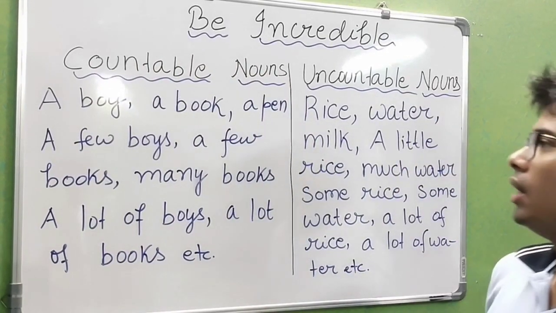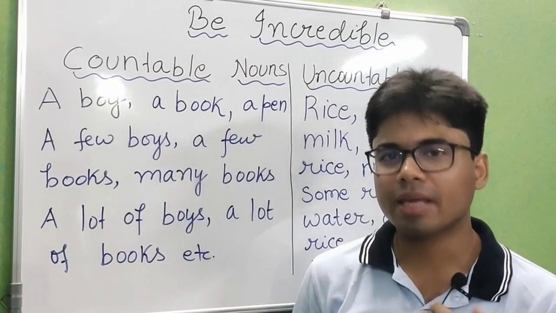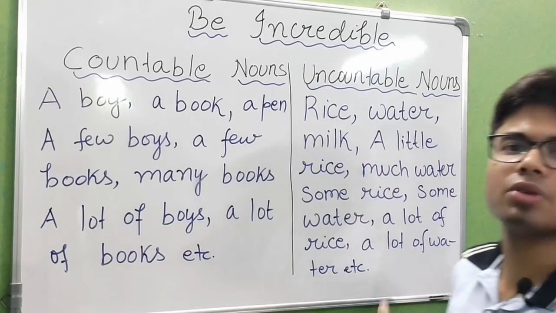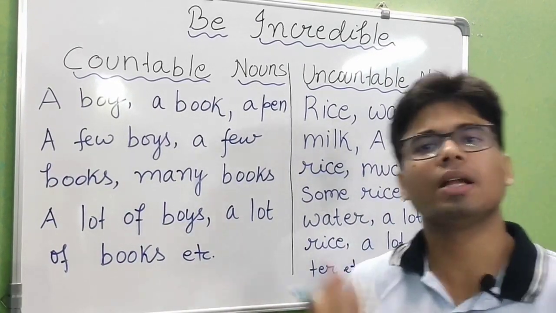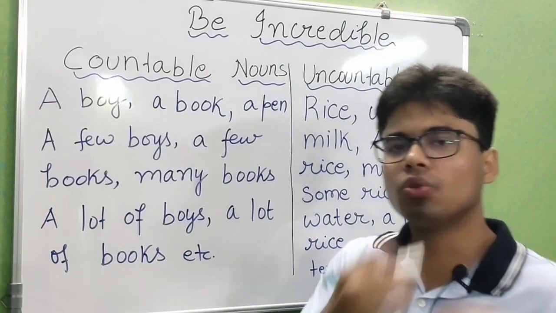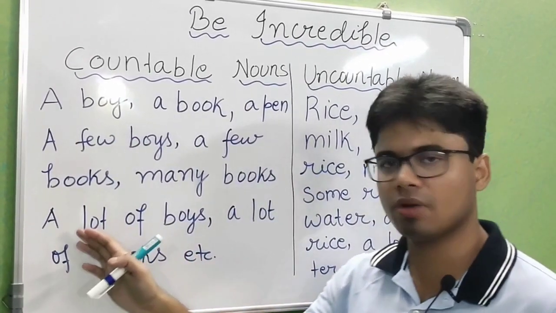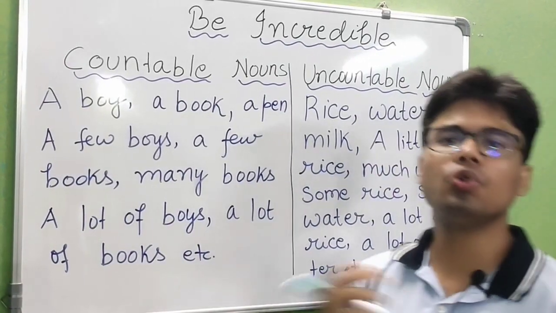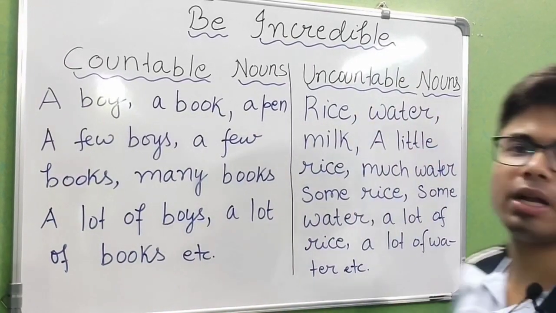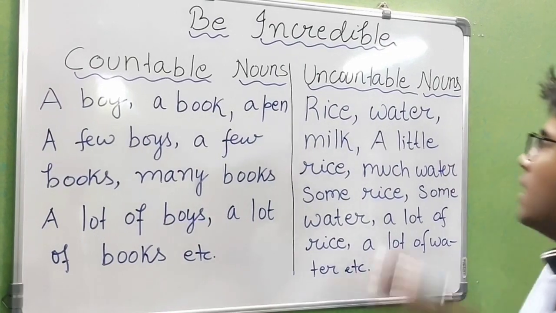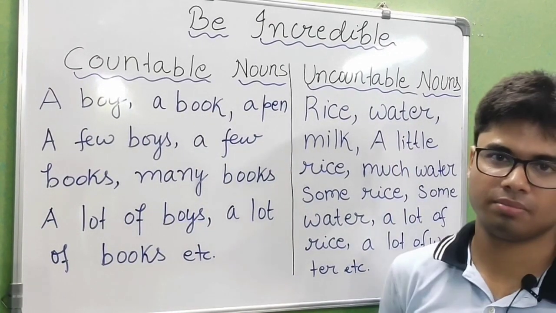Fine. Now the same way, is it applicable for uncountable nouns or not? If it is applicable, then how? If it is not, then what? In the places of a few, in the places of a lot, how do we use it for uncountable nouns? Let's have a look. Here I have written rice.